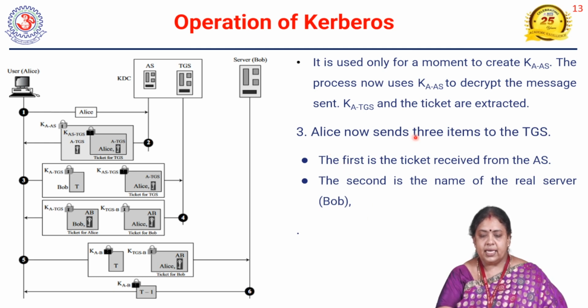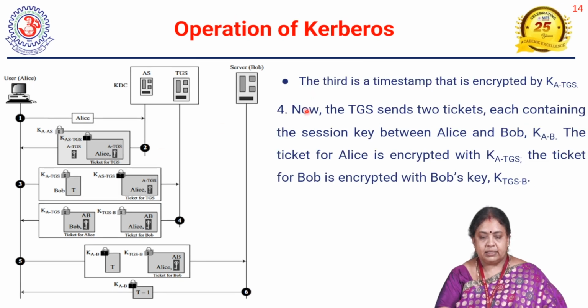Here, Alice, that is the user, is going to send three items to TGS. The first is a ticket that is received from AS. The second is the name of the real server with which it wants to communicate. And the third is a timestamp. This timestamp is used to avoid replay attacks, and the timestamp is encrypted by using K_A,TGS, that is the session key given by AS. Now the fourth step.